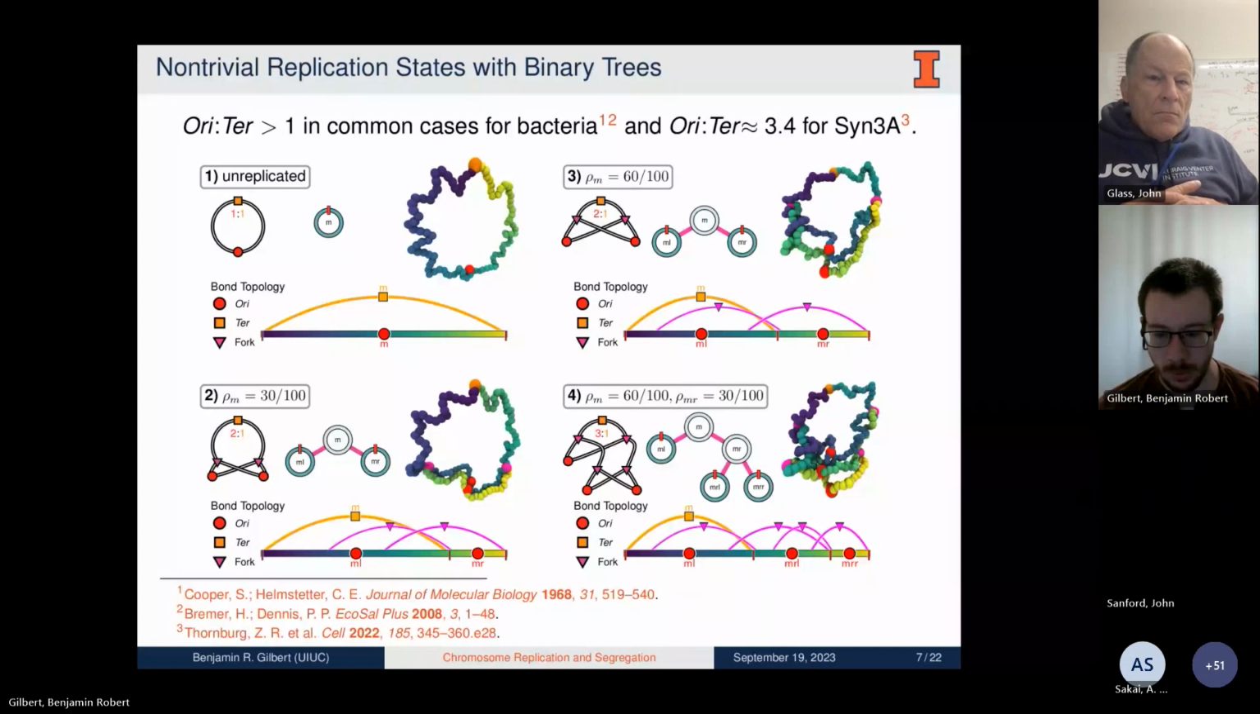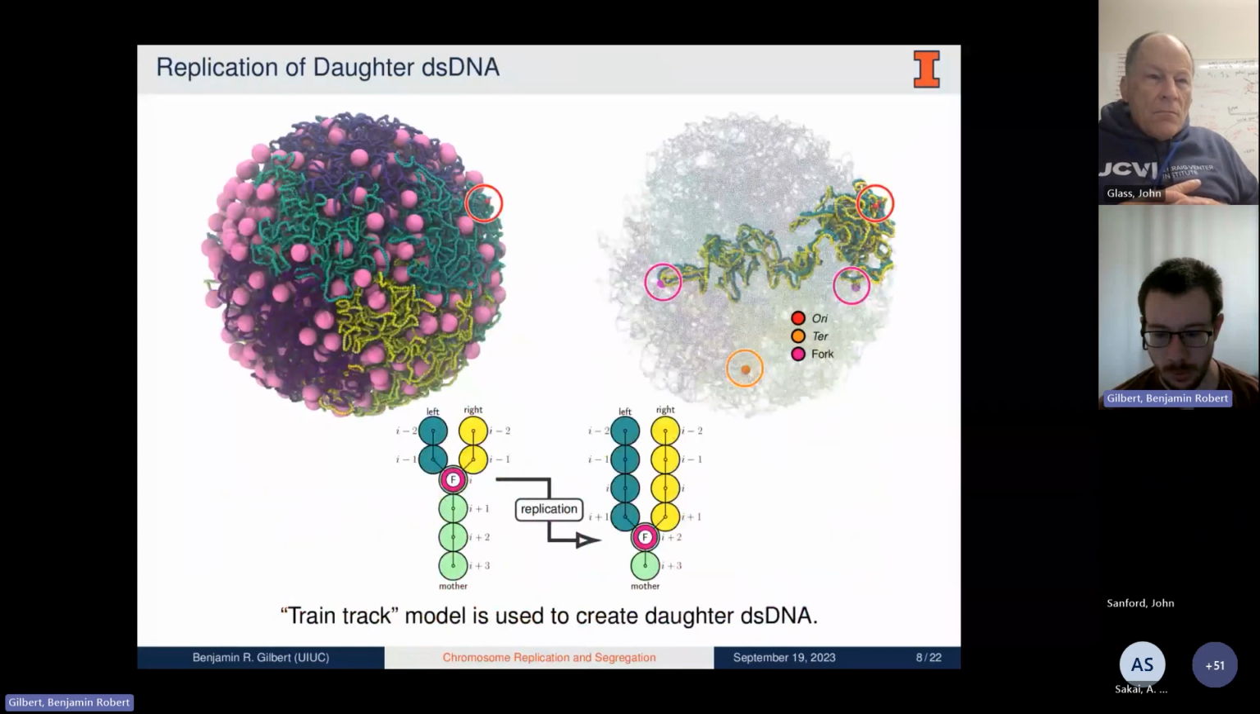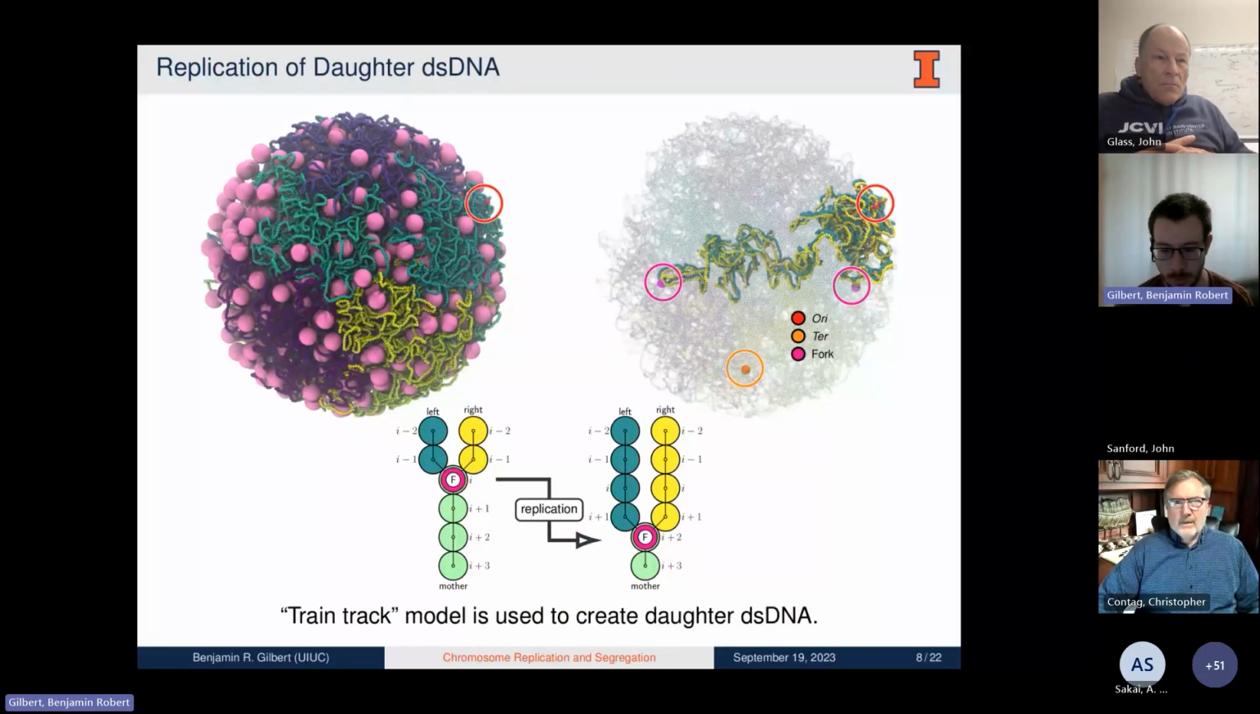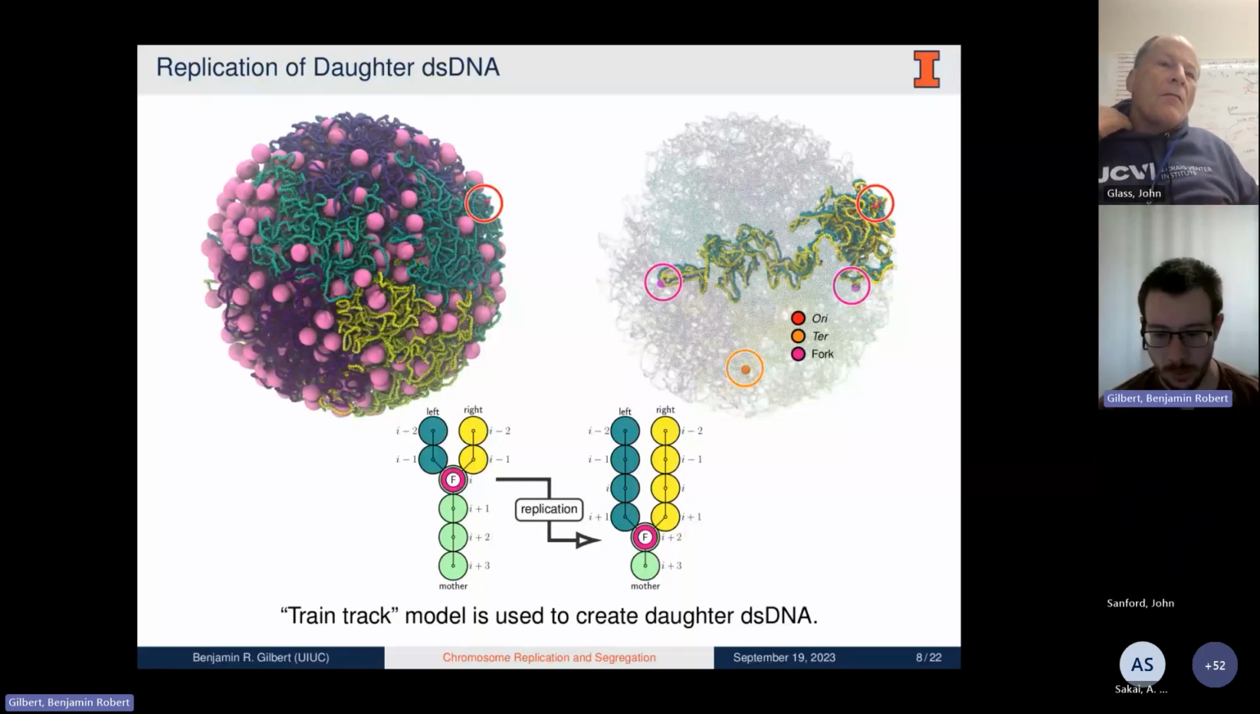The next challenge was how we actually replicate the daughter DNA in these complicated structures, such as what you see on the left. We use this train track model of replication, where you can imagine the DNA unzipping and the replication forks following along the contour of the mother chromosome, creating the two daughter chromosomes.